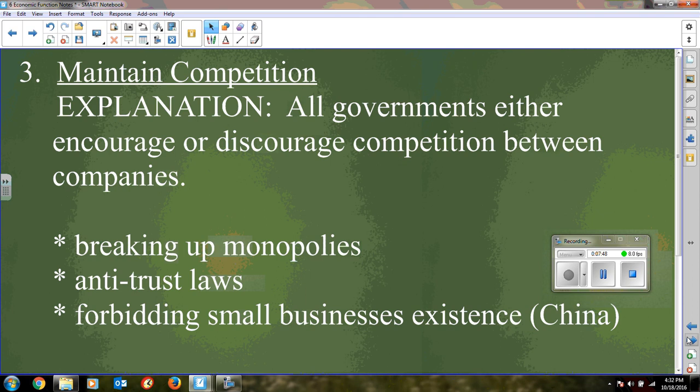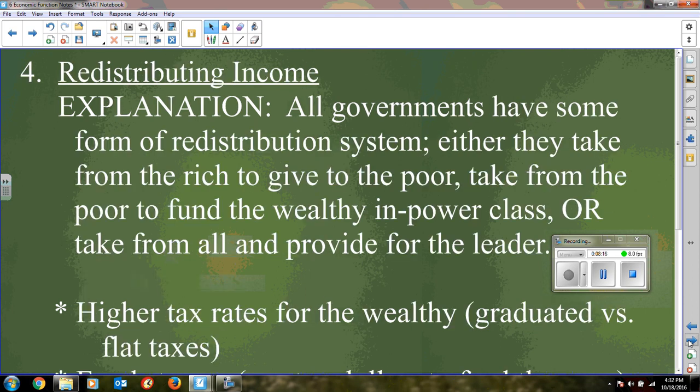Microsoft pays a fine because the courts have ruled that it's a monopoly, but it refuses to break up. It has to do with the way it does the Windows. Some countries will forbid small businesses to even exist, and that's the way they maintain competition. They eliminate it. Antitrust laws are those laws that are passed to break up monopolies. Okay, so let's move on to number 4.